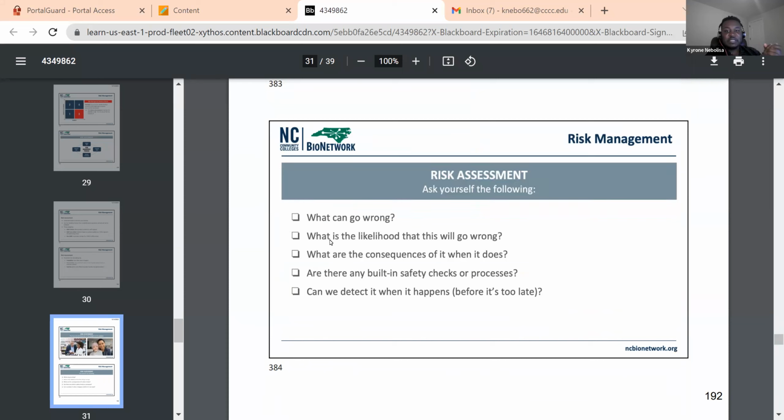So during the risk assessment exercise, ask yourself the following: What can go wrong? What is the likelihood that this will go wrong? What are the consequences when it does? Are there any built-in safety checks or processes? And can we detect it when it happens before it's too late? So these are all questions you want to ask yourself as you're assessing risk, thinking about the patient and the product.